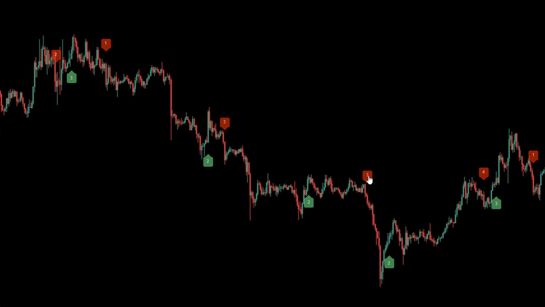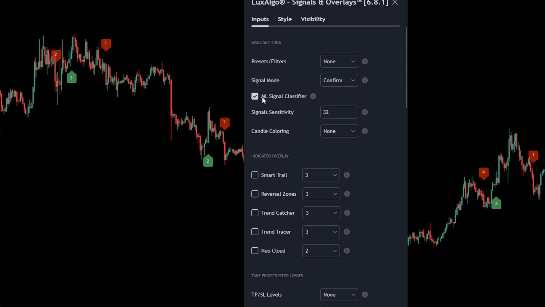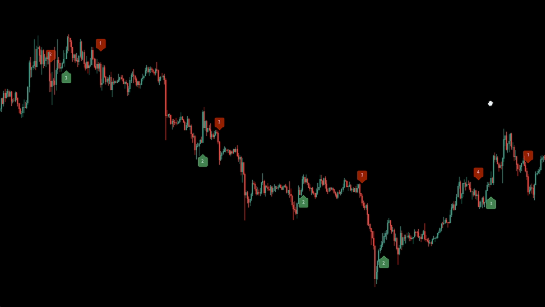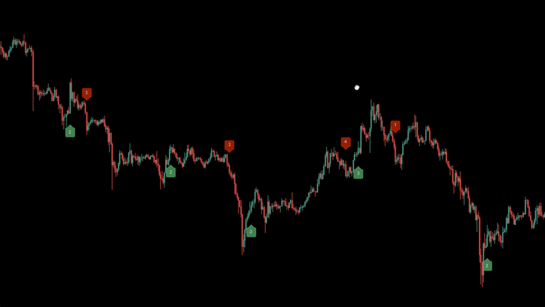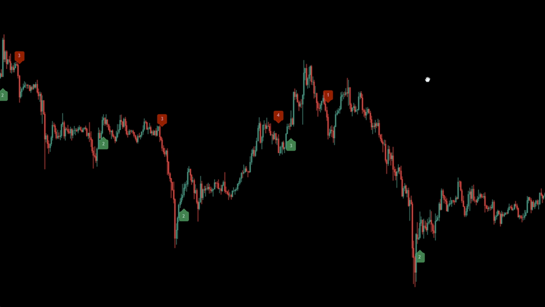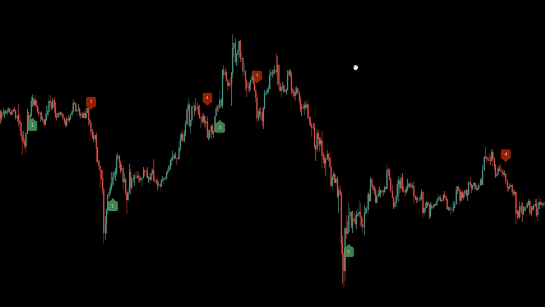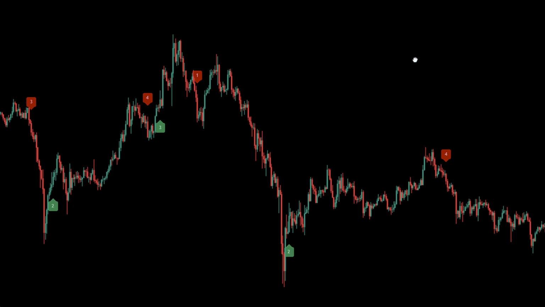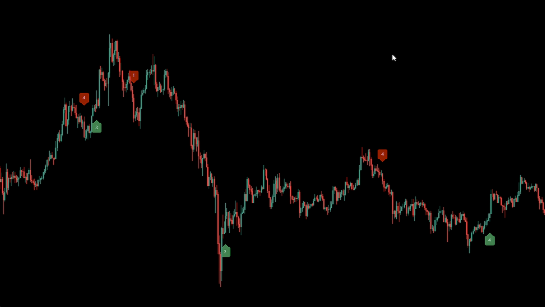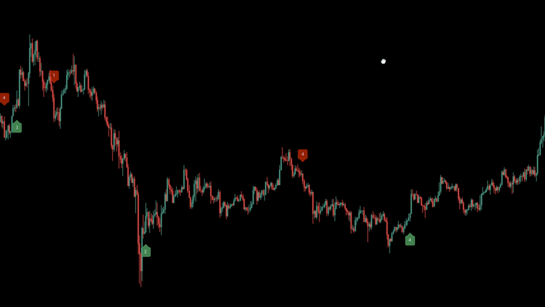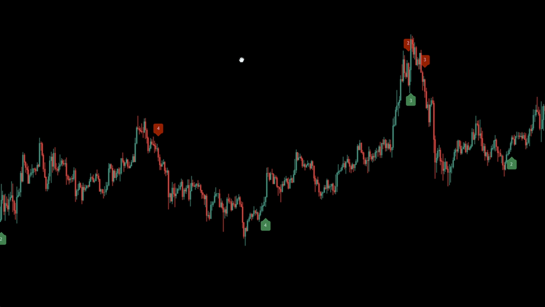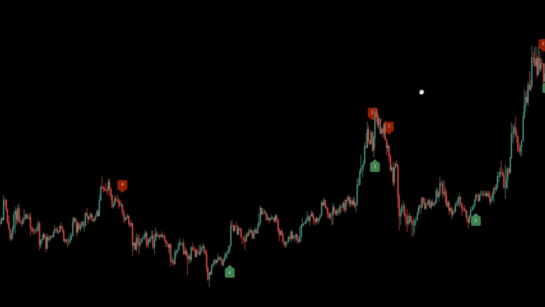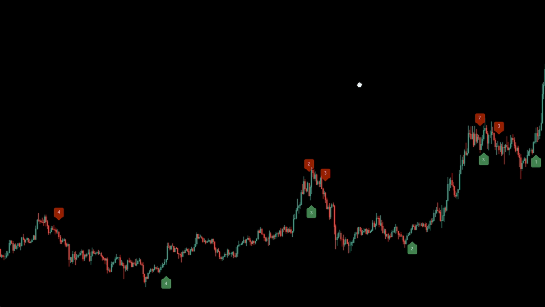For a deeper understanding of signals, we've enabled the classifier in the settings. This adds a strength rating from 1 to 4 directly to the signal labels. For our strategy, we focus only on signals with a rating of 1 and 4 because they offer the clearest opportunities when combined with the second indicator we'll cover in the next minute. A rating of 1 often signals a potential reversal or retracement, while a rating of 4 indicates strong trend continuation. This approach eliminates ambiguity and allows us to concentrate on high-probability setups.